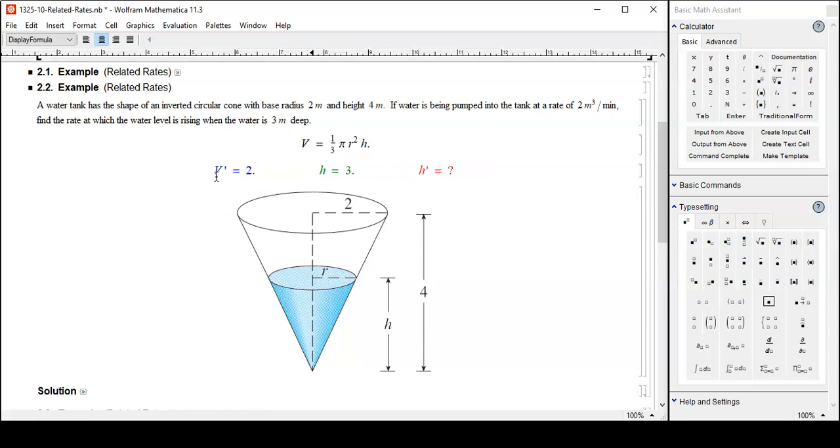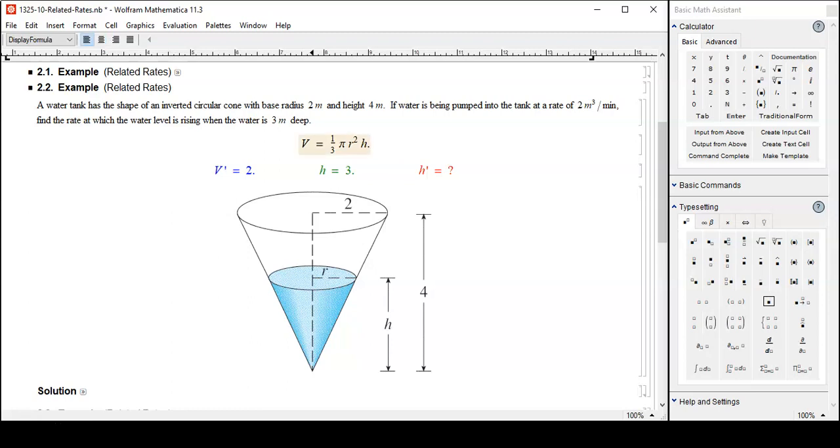Okay, why did I get these before taking the implicit differentiation? There's a reason, because we want v prime, h, and h prime, those three. R somehow must go out. So somehow reduce this into an equation of 2 variables only. How do you do that?